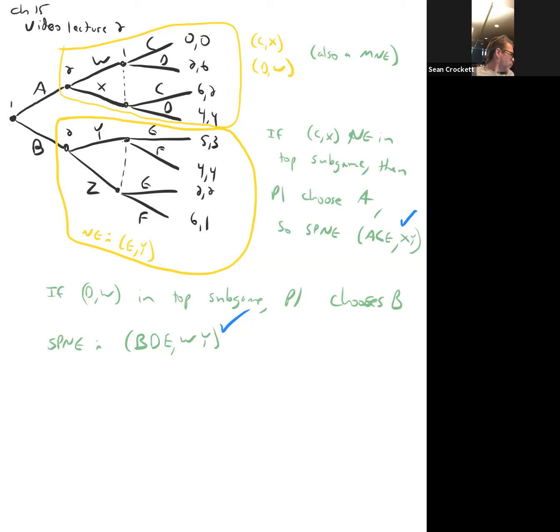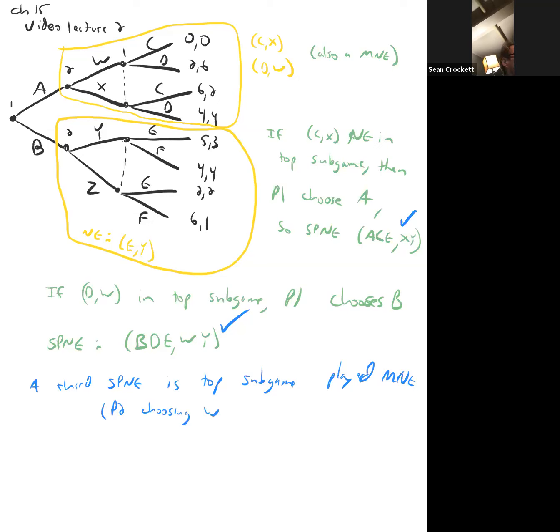That one has an expected payoff to player one of... I'm looking through my video for the math. There we go. Player one gets an expected payoff of 3. So a third SPNE is the top subgame played in the mixed strategy equilibrium. That mixed strategy equilibrium has player two choosing W half the time, so we can write it as player two has sigma two equal to 1/2, 1/2.